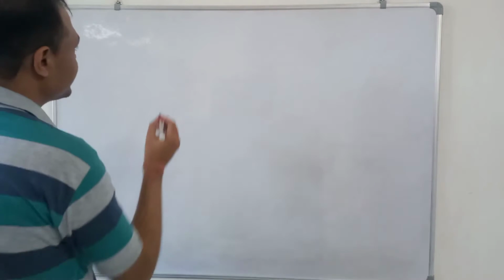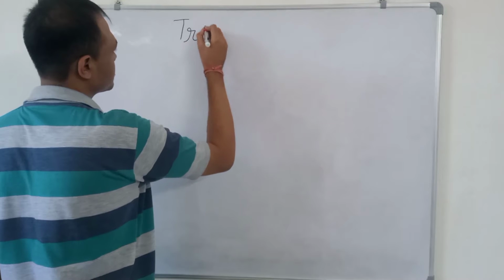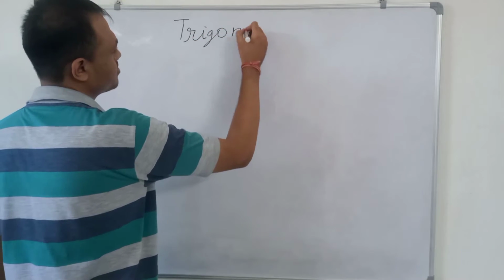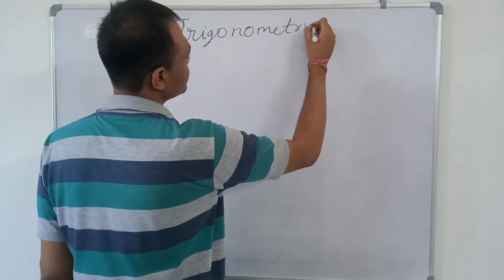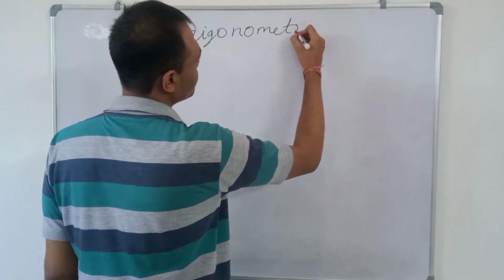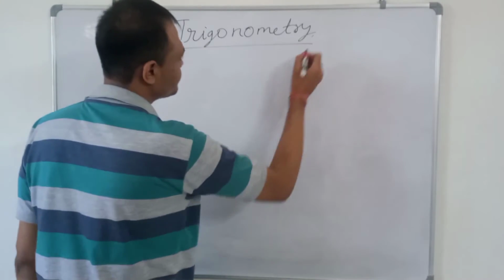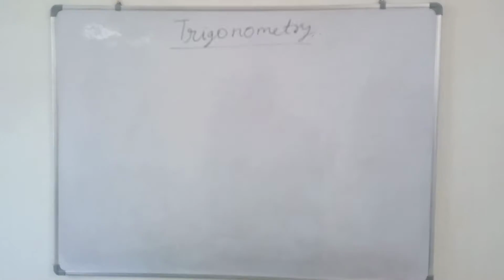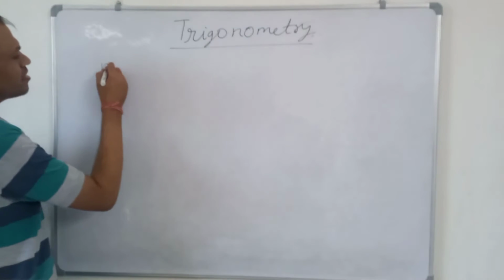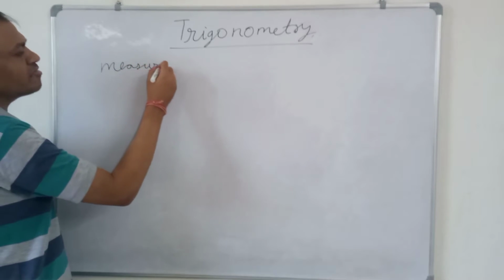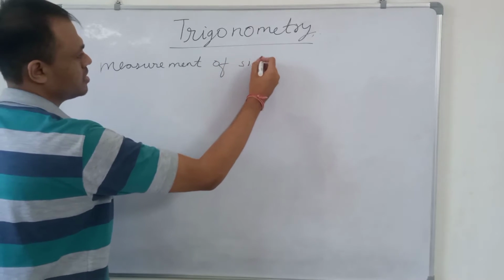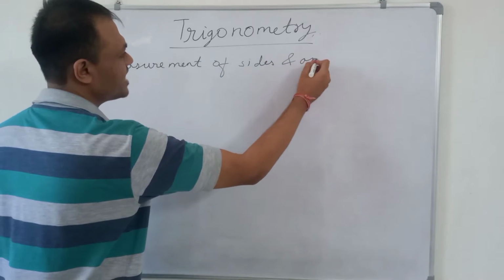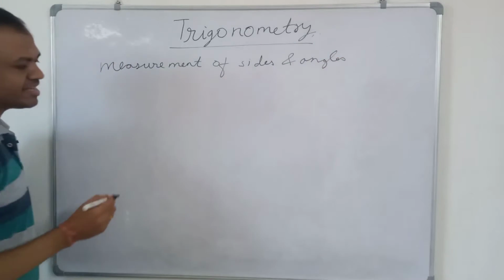So we will start with trigonometry. Trigonometry is the branch of mathematics which deals with the measurement of sides and angles of a triangle.